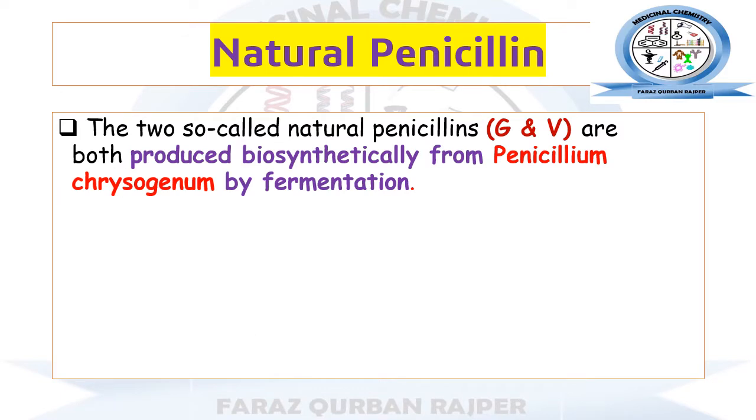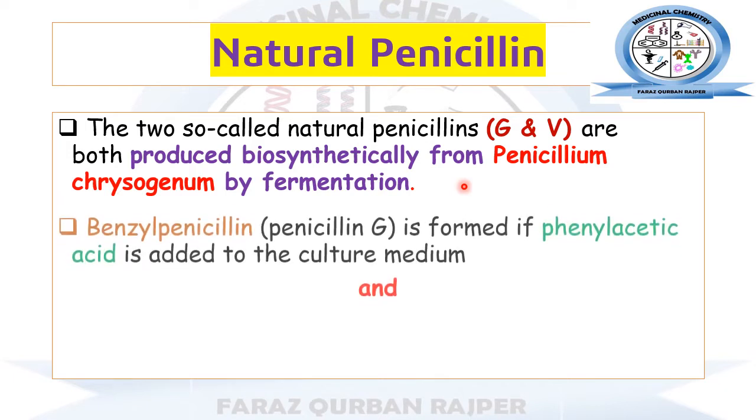Natural penicillins are those penicillins that are obtained directly from a natural source, that is, fungus. The two main classes of penicillin that fall under natural penicillin are penicillin G and V. They are produced biosynthetically from Penicillium notatum or Penicillium chrysogenum species, but mainly from Penicillium chrysogenum, because of the high percentage yield of penicillin obtained from this source. So the fermentation process can be used for the production of natural penicillin.